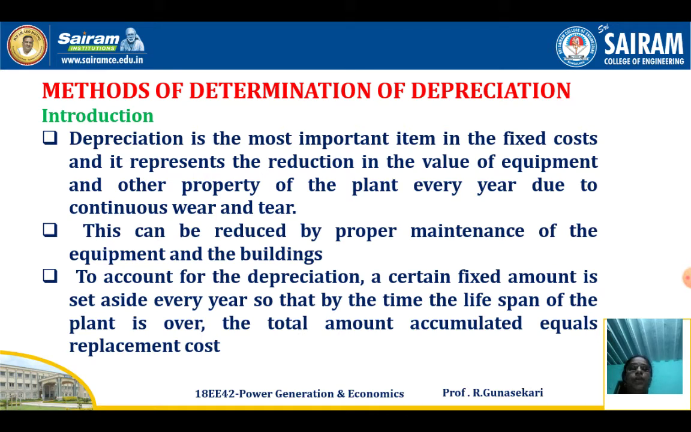Depreciation is the most important item in the fixed cost and it represents the reduction in the value of equipment and other property of the plant every year due to continuous wear and tear. This can be reduced by proper maintenance of the equipment and the buildings. To account for the depreciation, a certain fixed amount is set aside every year so that by the time the lifespan of the plant is over, the total amount accumulated equals the replacement cost.